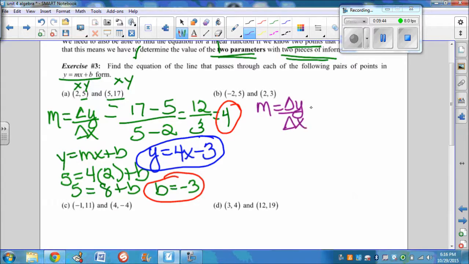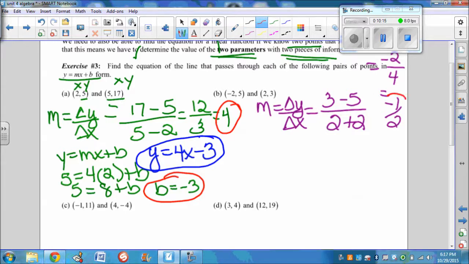Change in y over my change in x. That's my first parameter I need, my slope. So 3 minus 5 over 2 minus negative 2, which is 2 plus 2. That gives me negative 2 over 4. When I simplify, negative 2 over 4 gives me negative 1/2. So there's my first parameter, my slope.